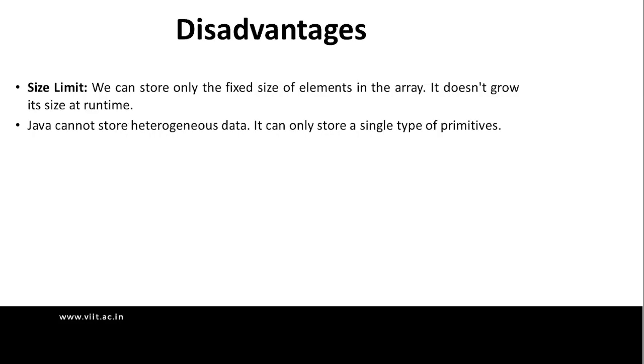The major disadvantage of an array is the size limit. Once we declare a size at the time of creation or declaration of the array, we cannot change the size, so we can store only a fixed number of elements in the array. It does not grow its size at runtime. Also, Java arrays cannot store heterogeneous data; they can only store a single type of primitives.